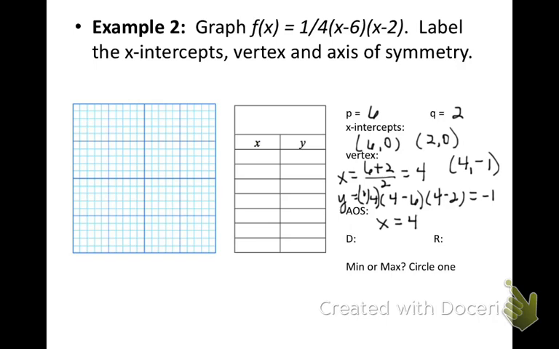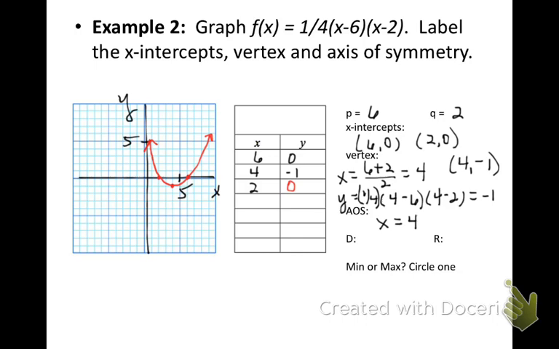Alright, so we can just fill in our table now. So we have a point (6, 0), and then our vertex at (4, -1), and our other x-intercept at (2, 0). So draw your xy axis. Label a scale. So (6, 0), (4, -1), and (2, 0). So this parabola is, you can see, wider than our parent function.